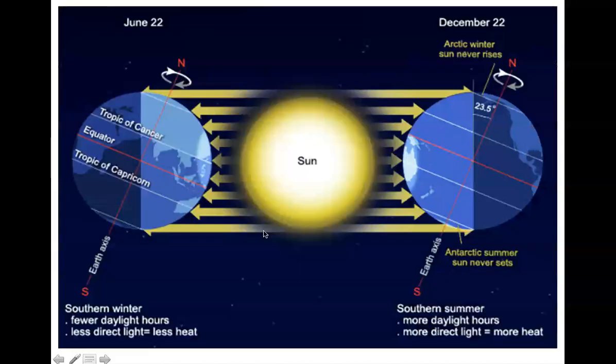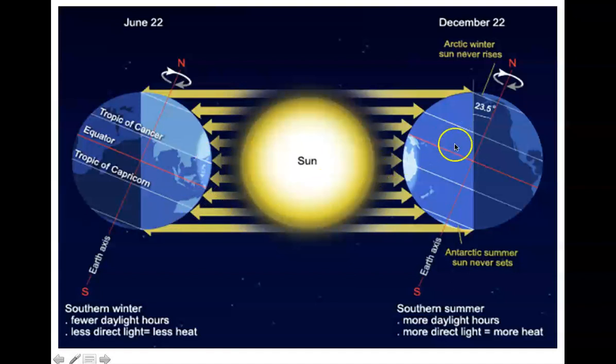Now you can see it here. This is just another representation of the same thing. So again, in June, the sun is shining directly up here at the Tropic of Cancer. Right, it's going to be hot. Down here, Tropic of Capricorn, the solar radiation is going to be spread out, so it's going to be cooler.